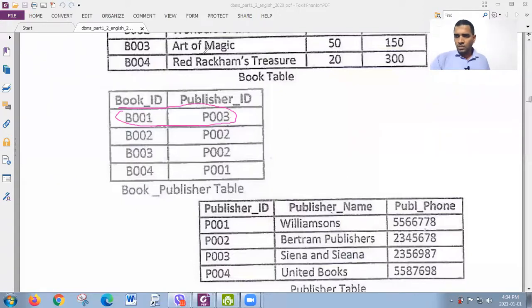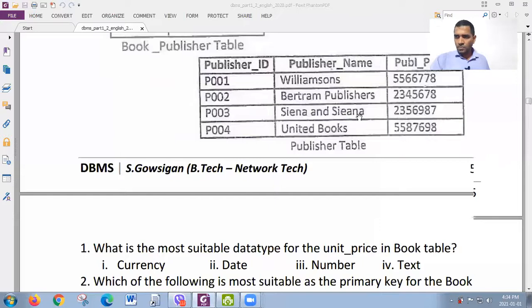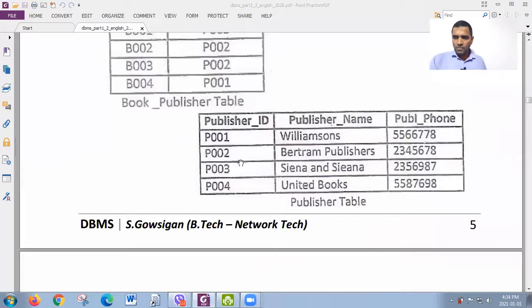So let's go to the next table and find the primary key. This is the field table here: publish ID, publisher name, publisher phone. It's too easy to find the primary key here because this has only publisher details. So definitely publish ID has the unique data. It must be the primary key. It will never be repeated, but publisher name can be repeated because in a name, there may be so many people.